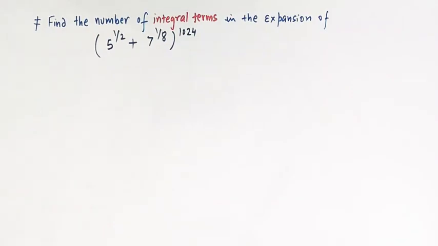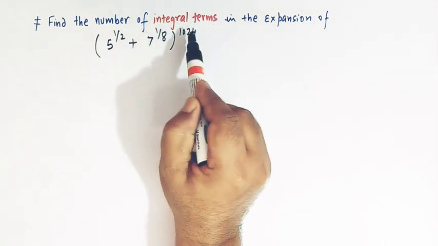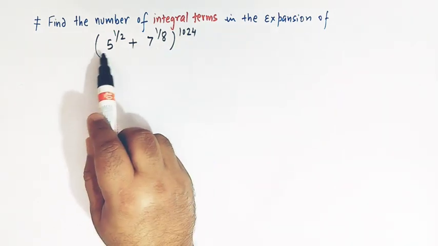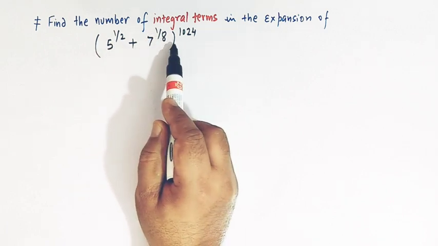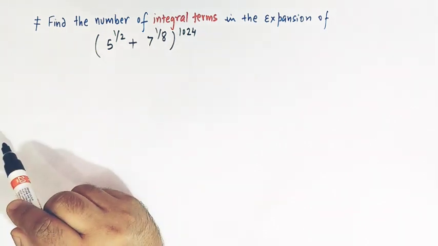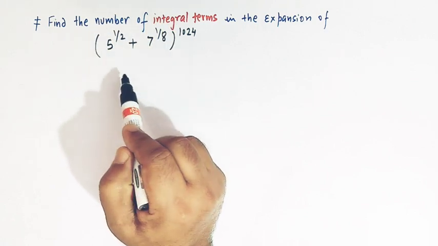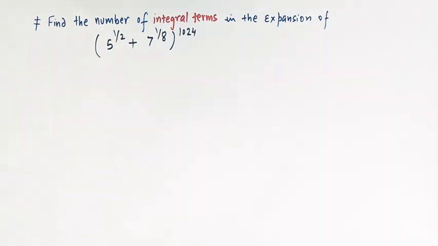Hello viewers, in today's class we are going to discuss a very interesting problem from binomial theorem. Here we have to find the number of integral terms in the expansion of this binomial, 5 raised to half plus 7 raised to 1 over 8, to the power 1024. So we have to find the total number of integral terms in the expansion of this binomial.